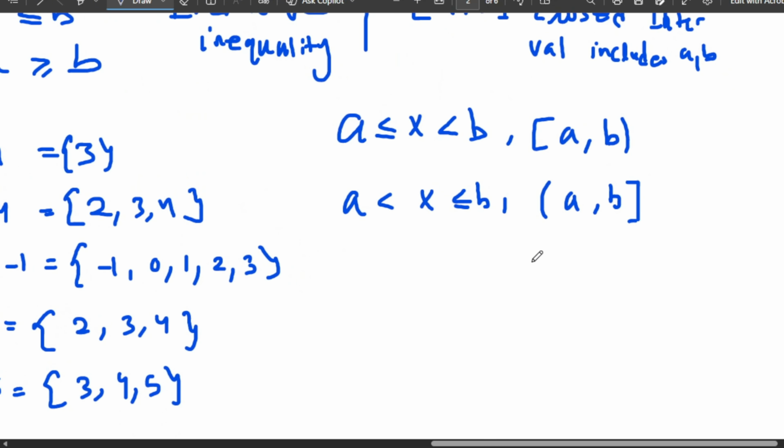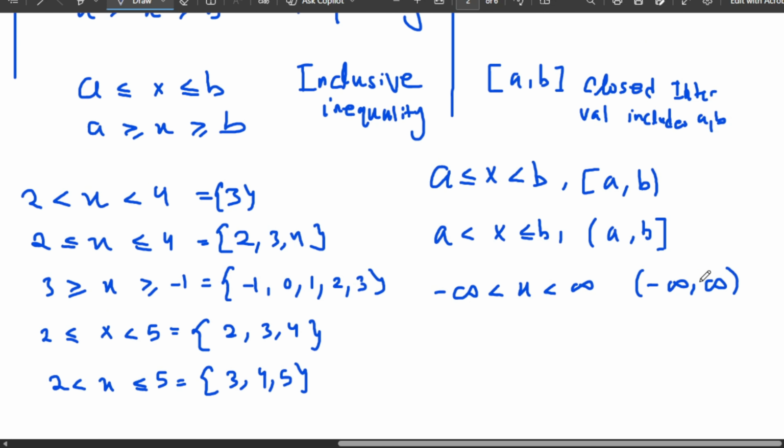And what if we had infinity? Well, infinity, we cannot get to the infinity. That's why if we have an inequality from negative infinity and then infinity, which axis between negative infinity and positive infinity, that means we have to have a parentheses, not a closed bracket.